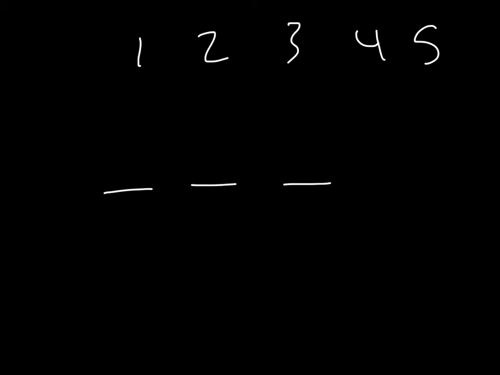1, 2, 3, 4, and 5. Now you could pick all sorts of different things. You could pick 1, 2, and 3. You could pick 1, 2, and 4. You could pick 1, 2, and 5. You could pick 2, 3, and 4, 2, 3, and 5. You pick 3, 4, and 5.